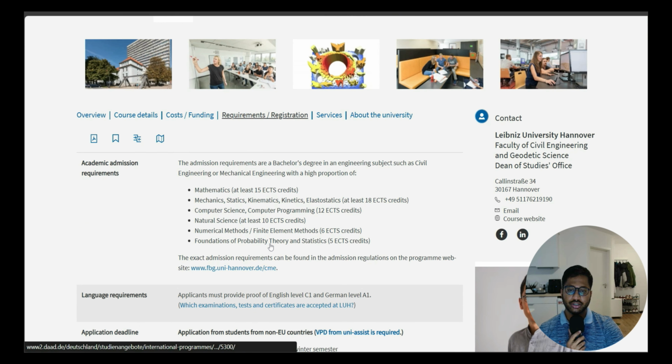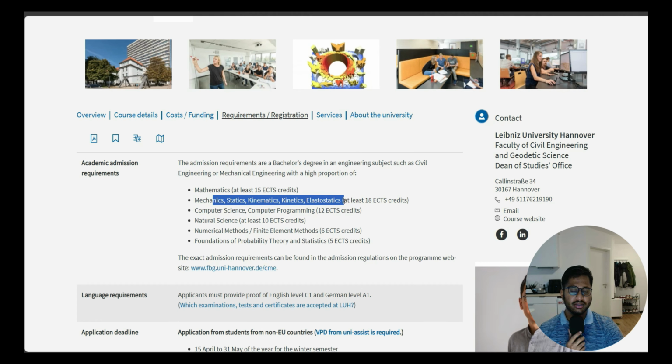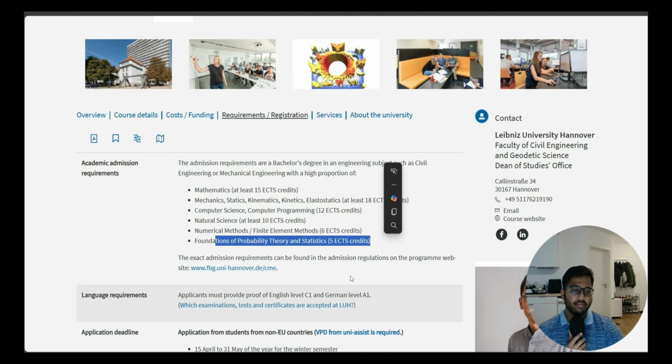Then requirements and registration. In order to apply for this particular course, what are the things that you need to have? At first, the admission requirement is a bachelor degree program in an engineering subject such as civil or mechanical engineering. You should have studied either civil or mechanical, with mathematics of at least 15 credit points; mechanics, statics, kinematics, elastostatics at least 18 credit points; computer science, computer programming 12 credit points; natural science at least 10 credit points; numerical methods, finite element method 6 credit points; and fundamentals of probability theory 5 credit points.